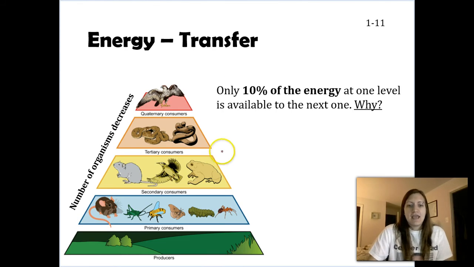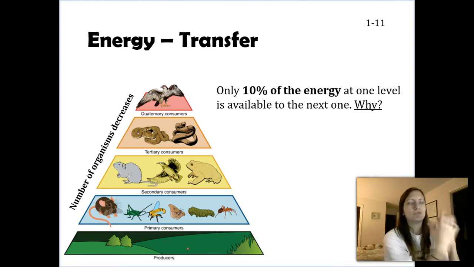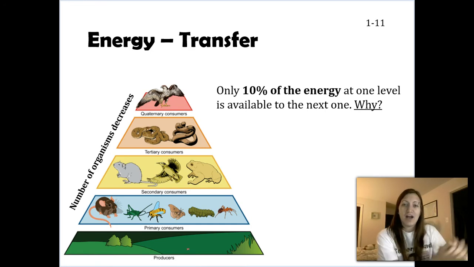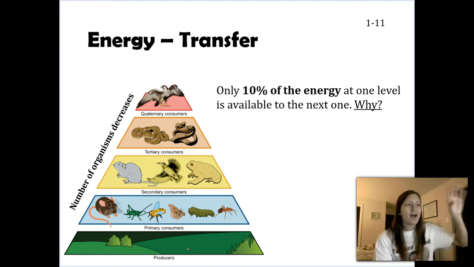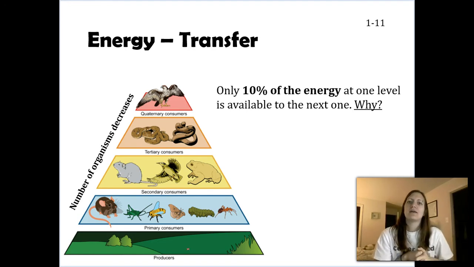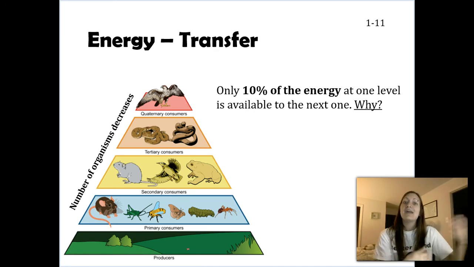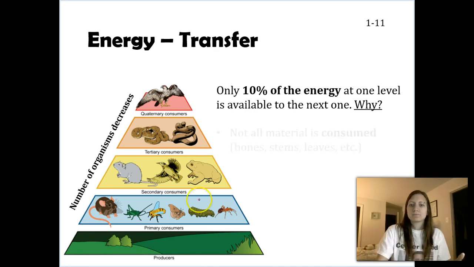For instance, if these producers, let's say a single tree, has 100 calories worth of energy. Calories is a measure of energy. Let's say there's 100 calories in that tree. Well, that's good for me. I want to eat those 100 calories. But this rule tells me that even if I ate that entire tree, I would actually only get about 10 calories. That's 10% of that 100.